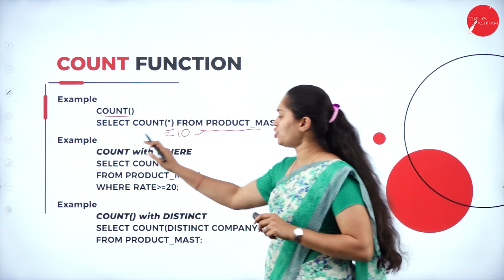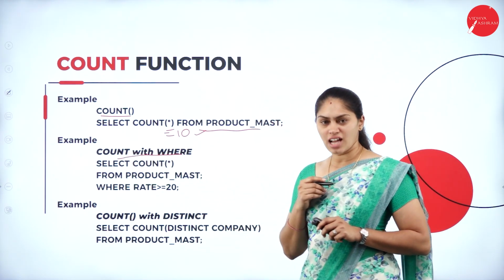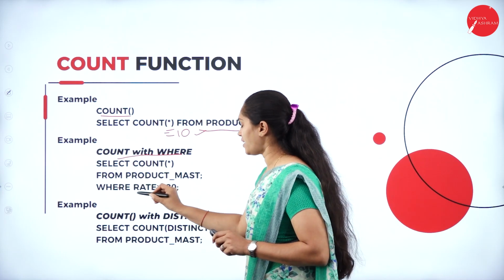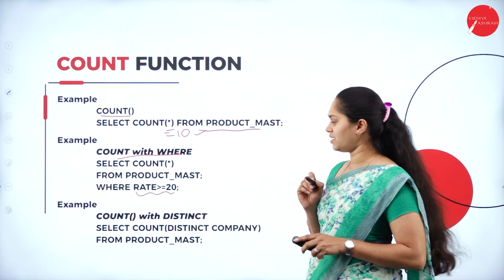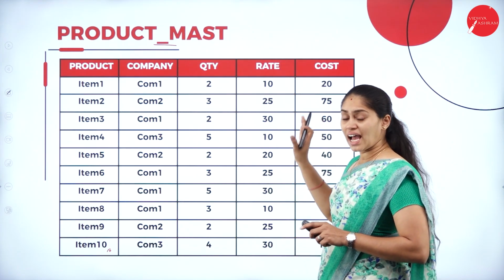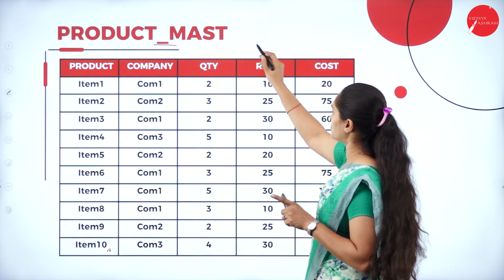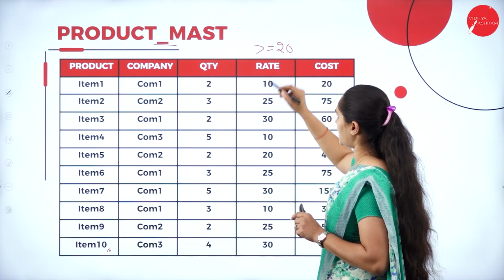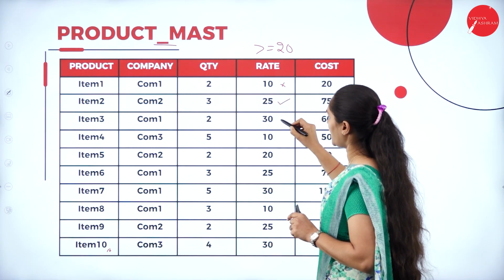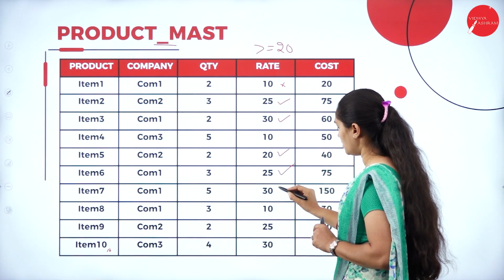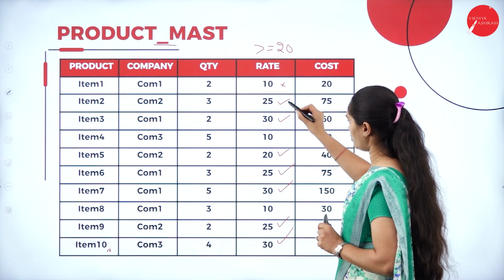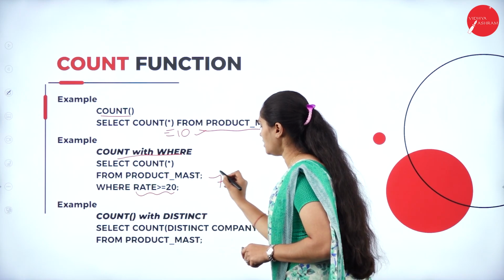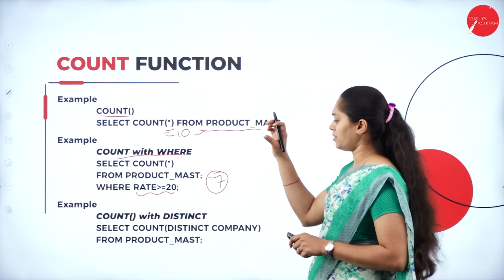Then can we use count with a where condition? Yes, we can use it. Then how to use it? We'll see. Select count of star from product master where rate greater than or equal to 20. So here I have a column called rate. I am fetching the rows only where the rate should be greater than or equal to 20. How many rows do we have then? Is 10 greater than 20? No. Then 25, 30 and 20, 25, 30, 25, 30. How many rows? 1, 2, 3, 4, 5, 6, 7. So it will return 7 as the answer. That means 7 rows will be returned here.